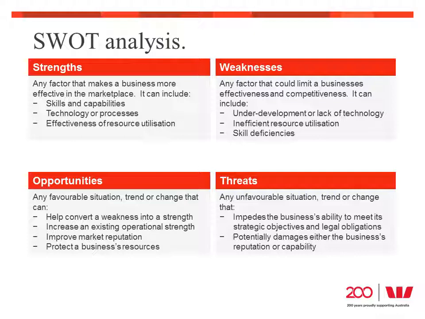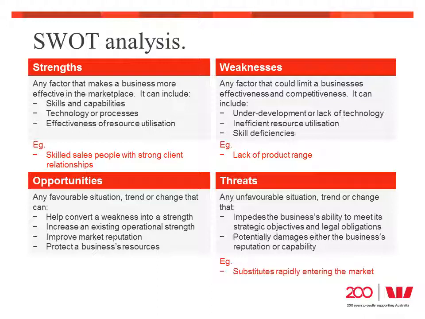For example, let's say you're a small software company that has skilled salespeople with strong client relationships as a strength, but possibly has a weakness of a limited product range. Well, this can be viewed as a threat as there are many substitutes that are rapidly entering the market. However, it could also be viewed as an opportunity to utilize those relationships and negotiation skills to expand your supplier relationships and thus your product range. By examining your business's internal environment in this way, you can minimize threats, reduce weaknesses, use your strengths, and optimize your opportunities.